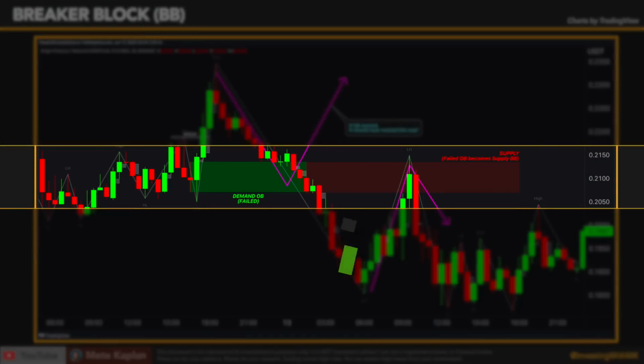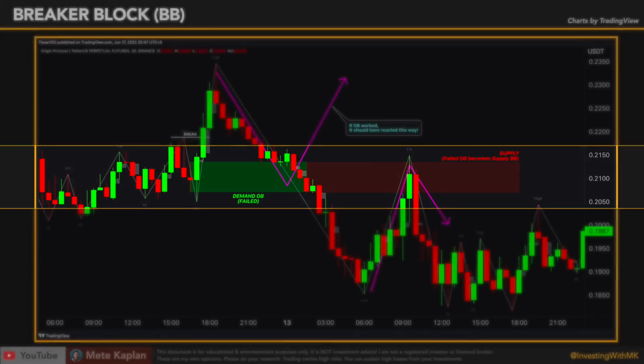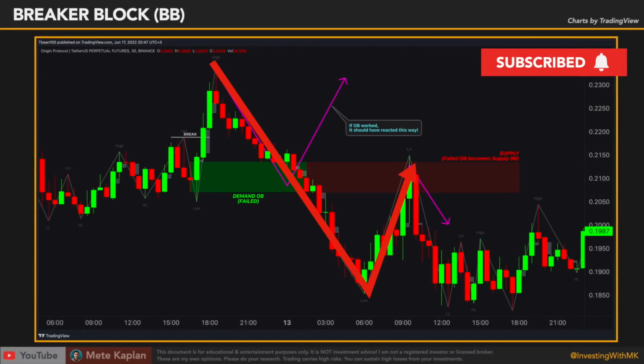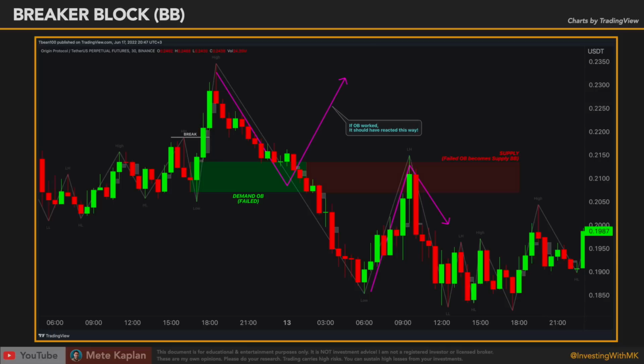Now what happens? The order block becomes a breaker block. So our failed demand zone becomes a supply zone. It's just like a flip. Price comes to our new supply zone and reacts strongly. You can also notice it fills those tiny imbalances before the big fall.